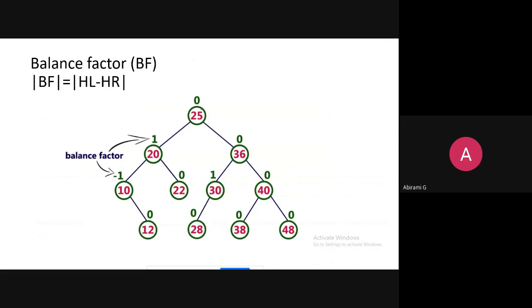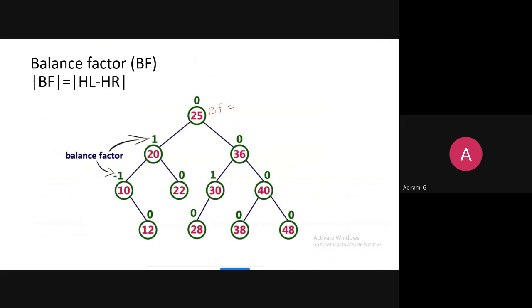The balance factors 0, 1, and minus 1 are all valid. We find the balance factor for each node and check whether it's an AVL tree or not. So first, find the balance factor of the root node. The balance factor of the root node is BF equals height of the left subtree minus height of the right subtree. What is the height of the left subtree?